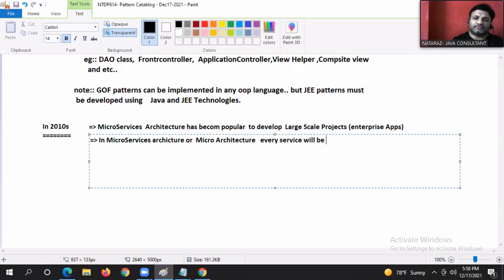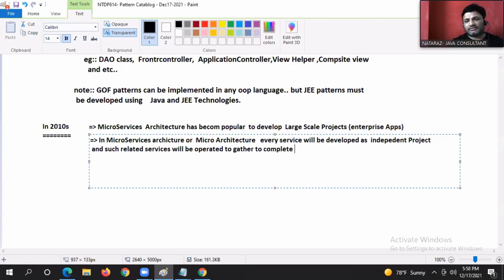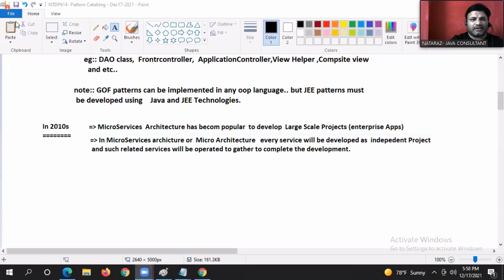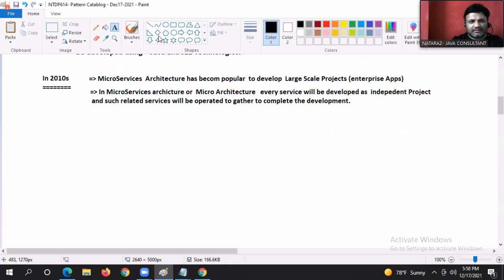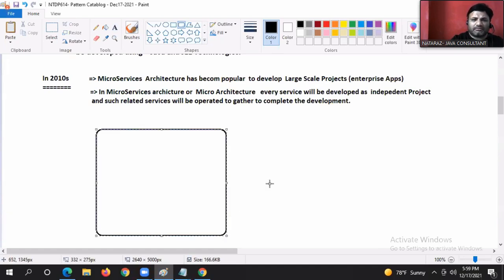In microservices architecture, every service will be developed as an independent project, and such services will be operated together to complete the development.